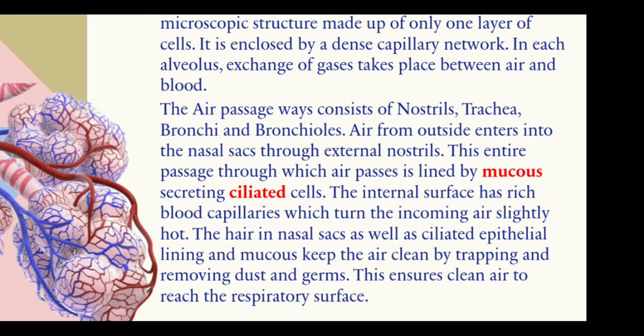The hair in the nasal sacs as well as the ciliated epithelial lining and mucus keep the air clean by trapping and removing dust and germs. This ensures clean air reaches the respiratory system. So with the help of these hair and the ciliated structures in the epithelial lining and the mucus, they absorb all the dust particles and things that should not reach the lungs, and clean air reaches the lungs.